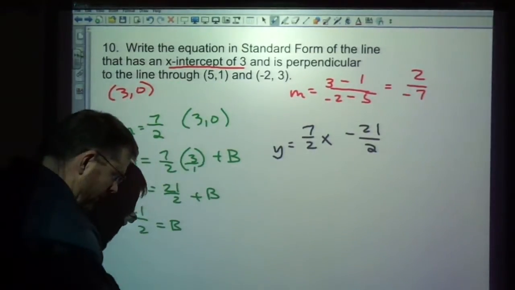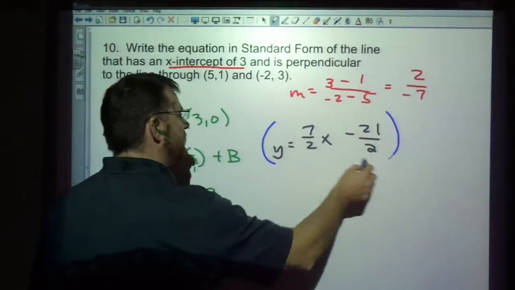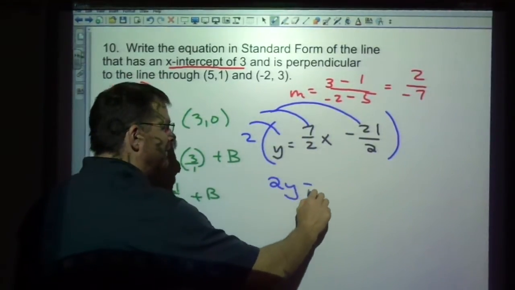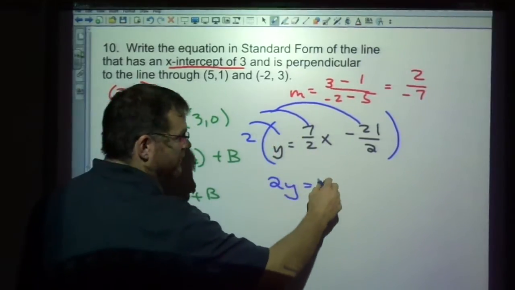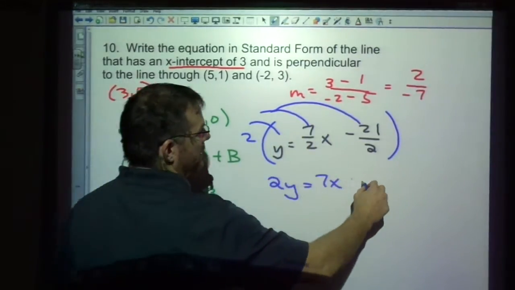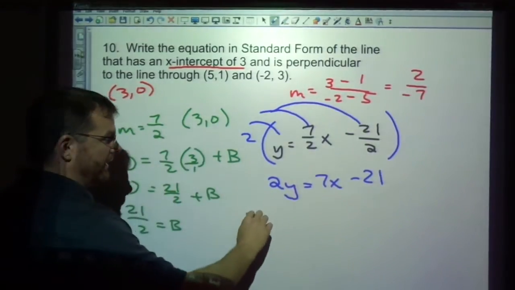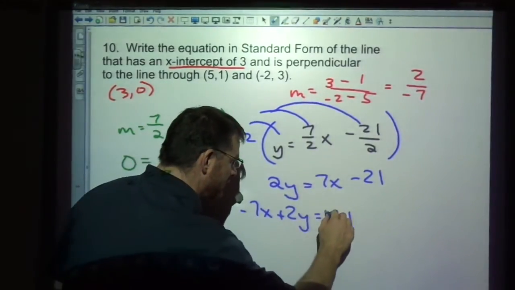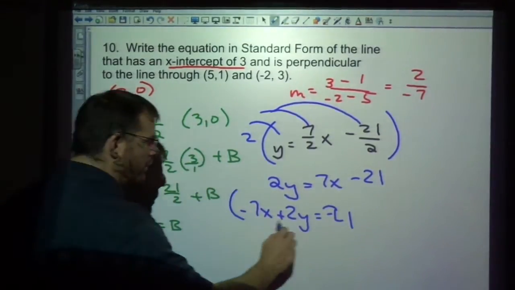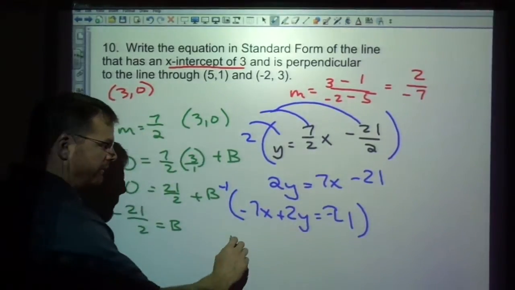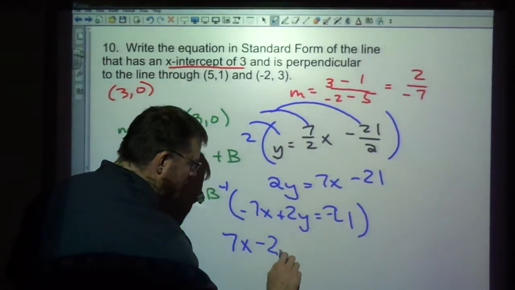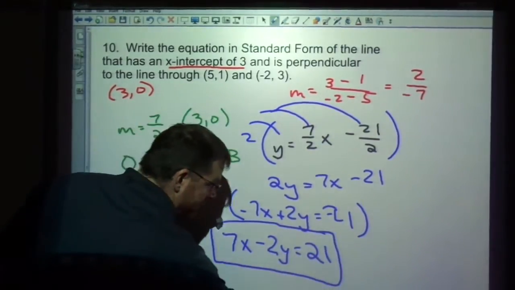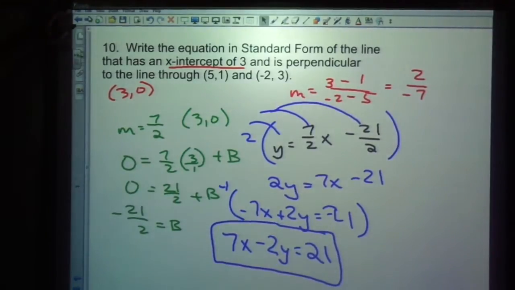But standard form, I want no fractions, so I could just easily multiply by 2. Multiply, multiply, multiply. 2y, 7x because the 2's cancel, and 21 because the 2's cancel. Move this guy on over here. And then I still need no negative x's, so I'll multiply by -1. Positive 7x minus 2y, positive 21. There we have it. I think I'm done, maybe.